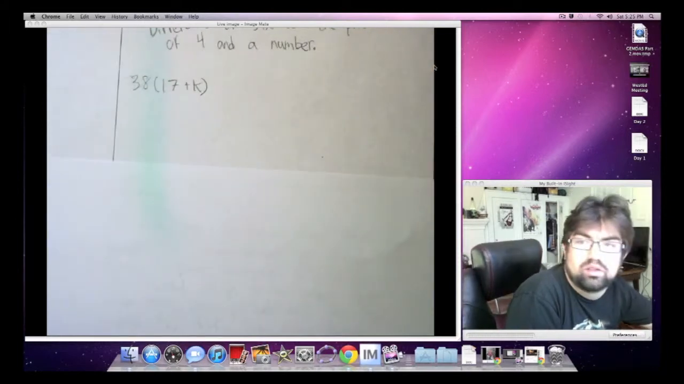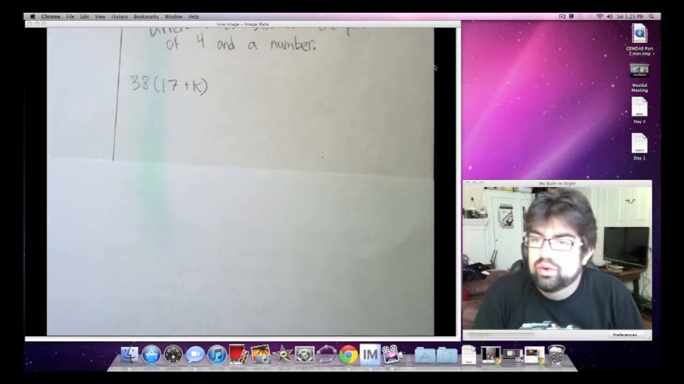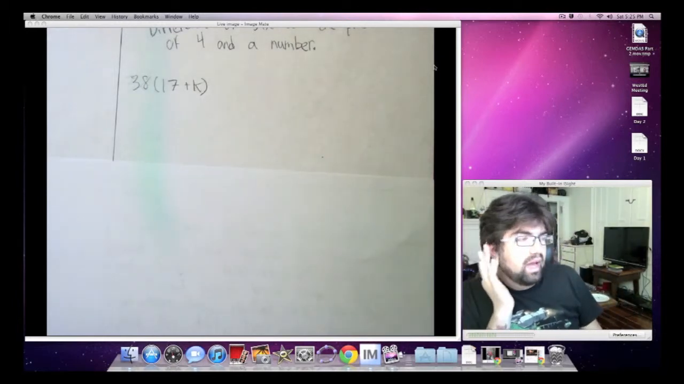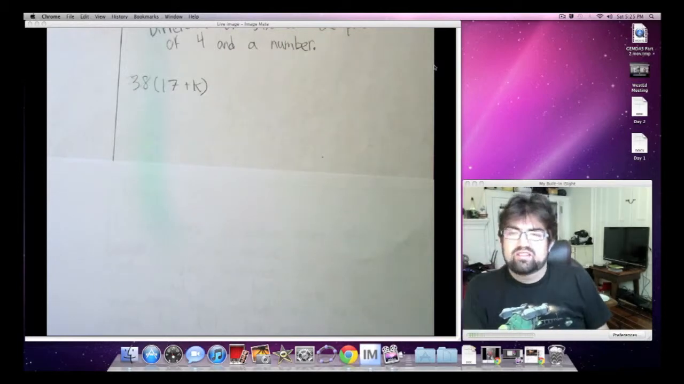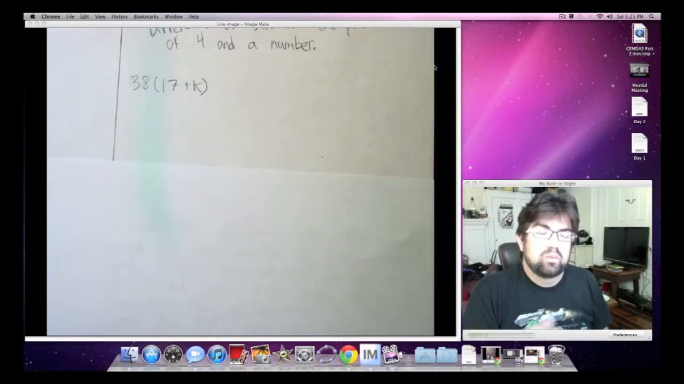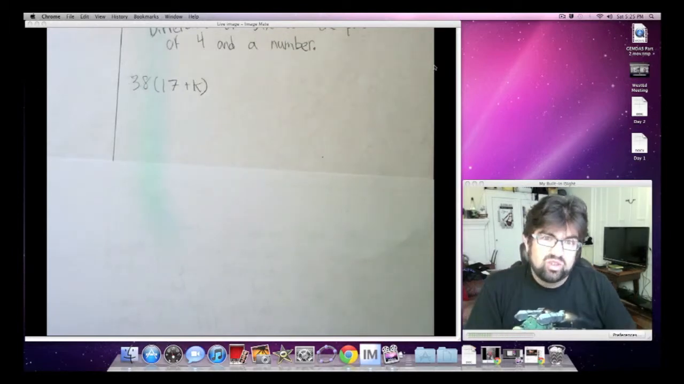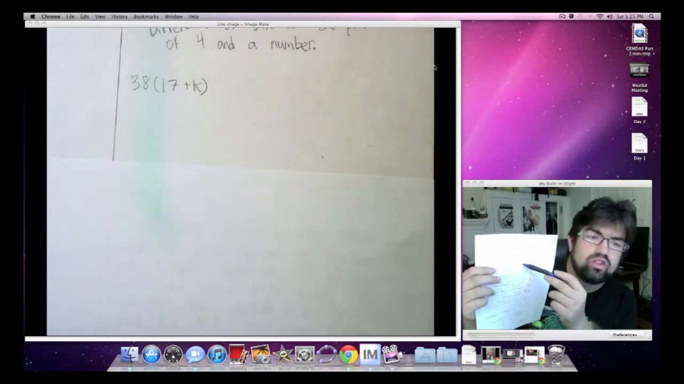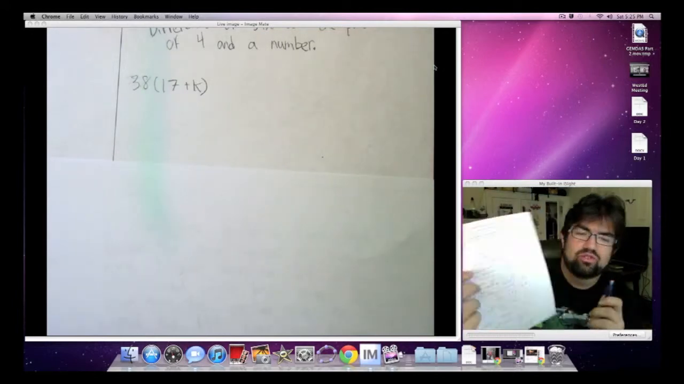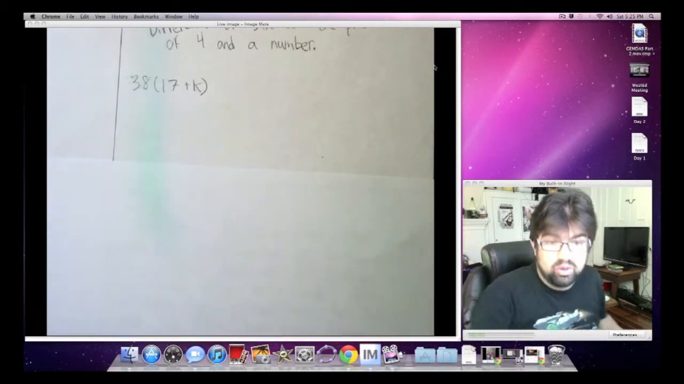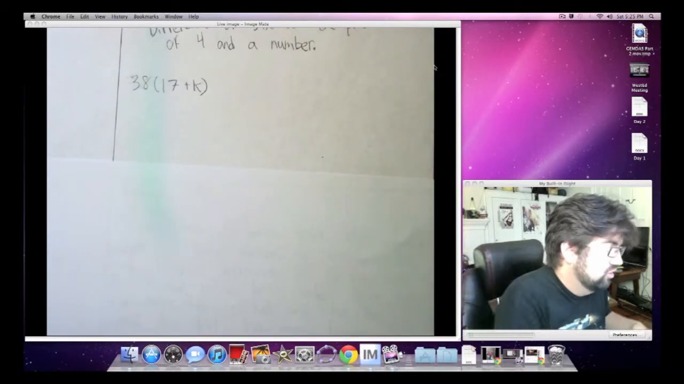Next one. 38 times 17 plus x. Okay. But if you think about what the order is, what has to happen first? The 17 plus k. And I mentioned earlier that whenever we see the parentheses and there's adding going on, that was sum of a number. And that's backwards for you, so that's not helping. So that's going to be the sum of, means parentheses. Is going to have addition with parentheses over it.